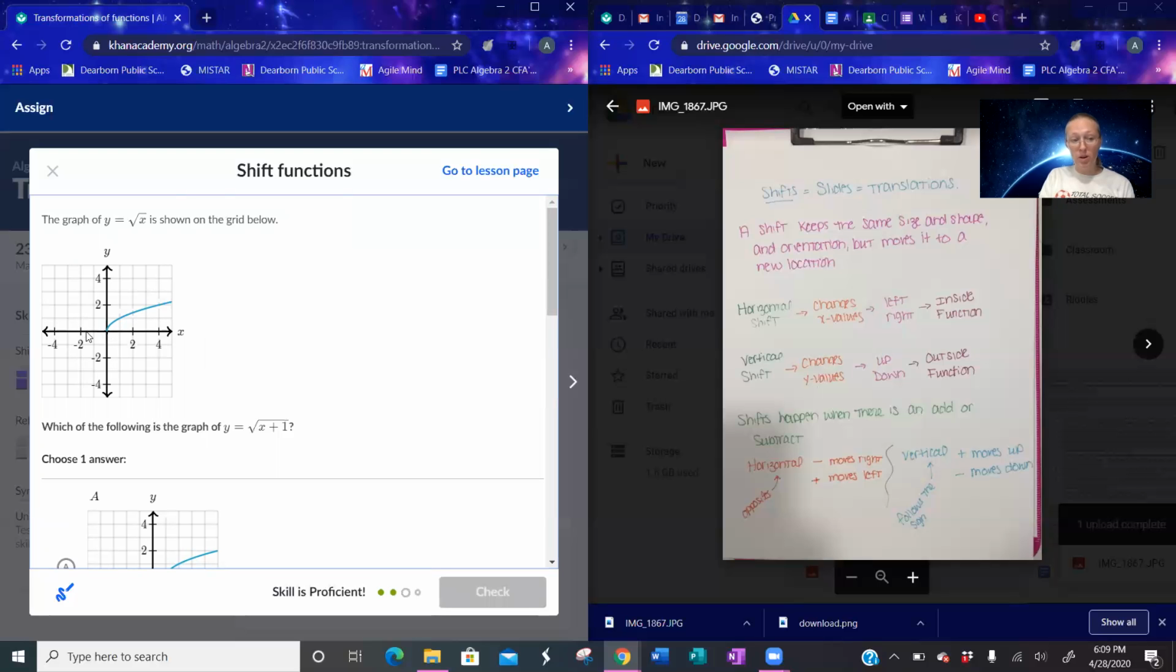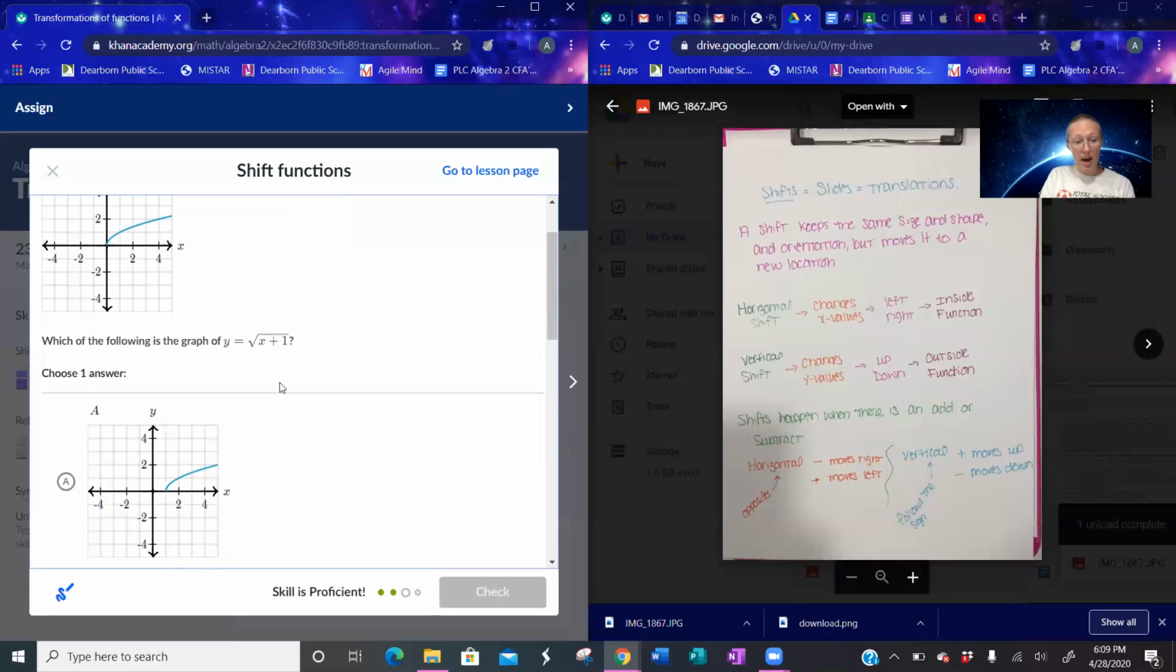So this point is going to stay here, almost. But this, it's on the inside. That tells me it's horizontal, and it's a +1. So that means it's going to move left. So I'm going to go from here, I'm going to move left 1 jump. Ooh, right there. Perfect.